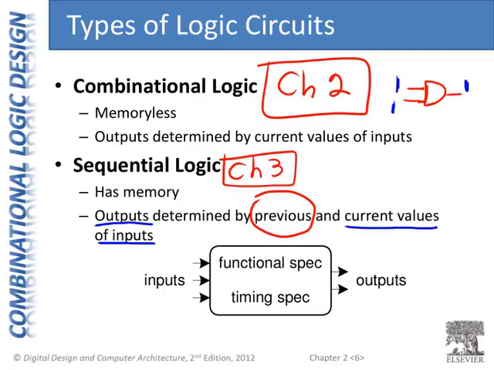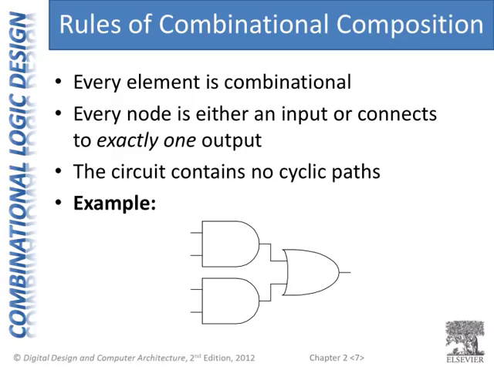Okay, so let's talk about combinational logic circuits for this chapter in this module. There are certain rules of combinational composition. Every element is combinational. So here in the example below, we have 2 AND gates. Those are each combinational, and an OR gate, also a combinational circuit. So every element of the combinational circuit is itself combinational.